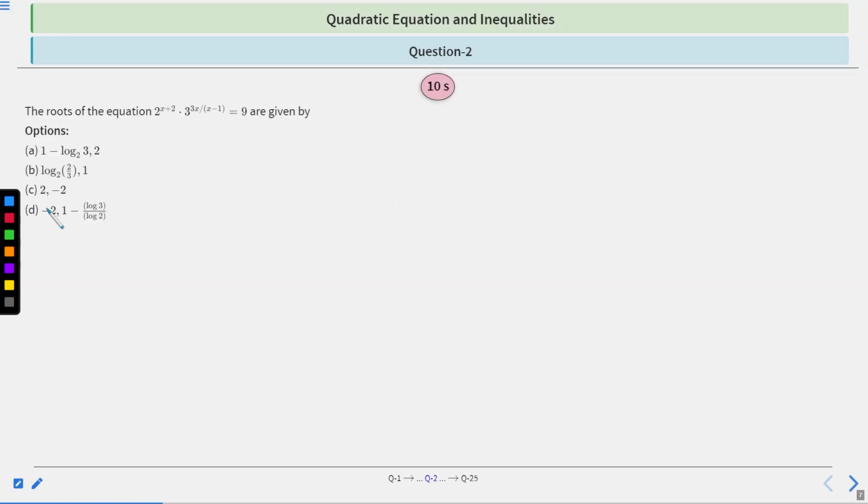Now let's discuss question number 2. If the roots of equation 2 to the power x plus 2 into 3 to the power 3x upon x minus 1 is equal to 9 are given by, we have to find the root of this equation. So let's solve the question after 10 seconds.